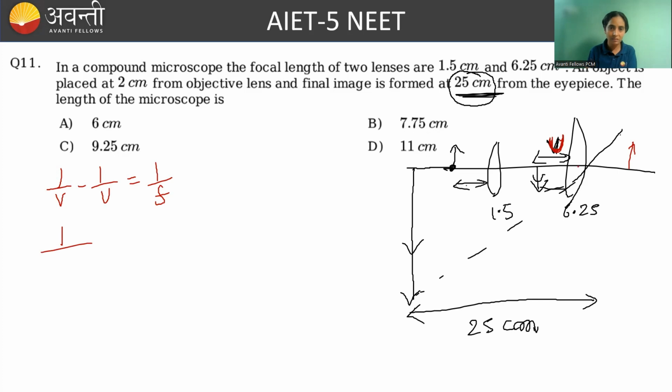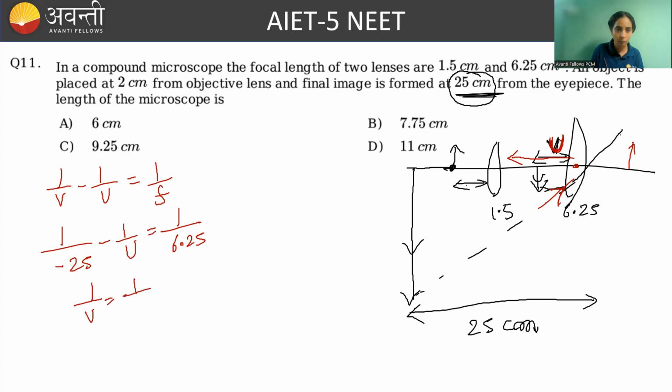Otherwise, you're measuring distance from the pole in this direction, and incident light on second lens is in this direction, right? So this will be minus 25 minus 1 by U. Since this is a convex lens, focal length will be taken as positive 6.25. Now if you calculate 1 by U, this will become 1 by 6.25, ठीक है, plus 1 by 25.